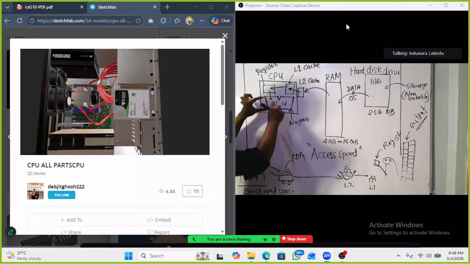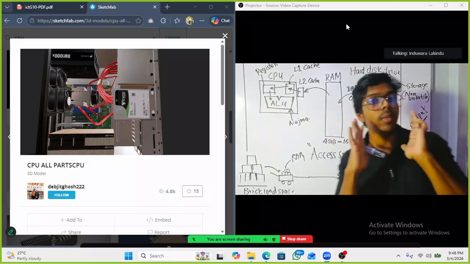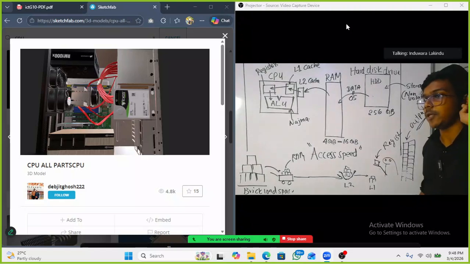So the one who is doing the calculation is the ALU. It's not a memory. ALU is not a memory. Now tell me which memory has the highest access speed.